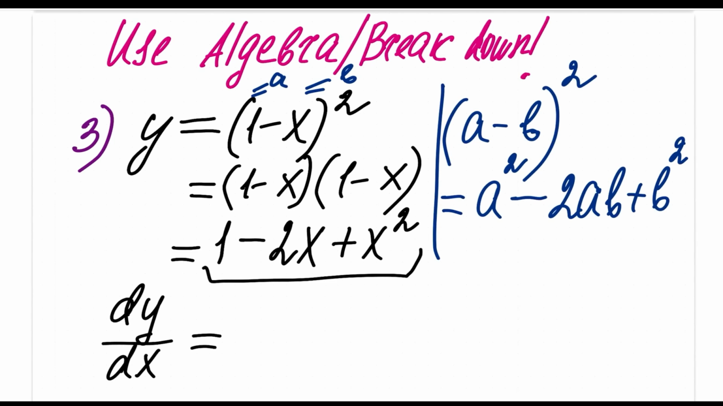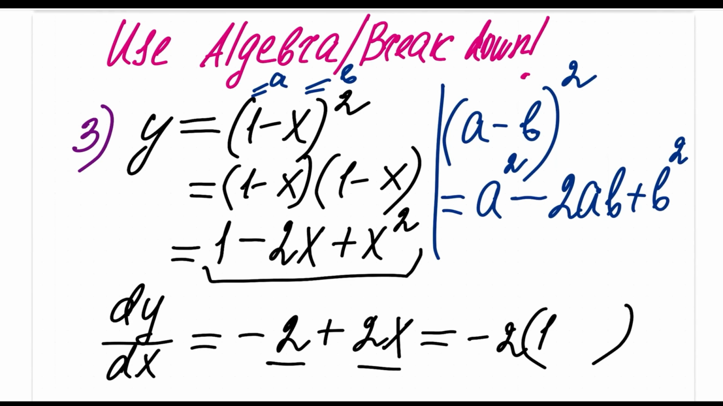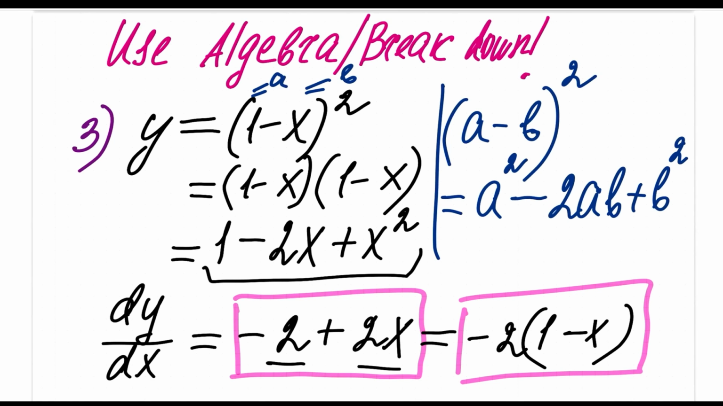So dy/dx, or you could use y prime notation, is: the derivative of 1 is just 0, 1 goes away, the derivative of negative 2x is negative 2, so you end up getting negative 2. And for the last one, it's going to be 2x by the power rule. Now you can leave your answer like this, that's perfectly fine. But in order to simplify it even more, we can pull out negative 2, since both terms share negative 2 as a common factor. So your final derivative is negative 2 brackets 1 minus x. Again, both versions are totally fine.